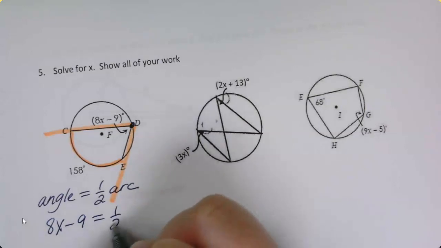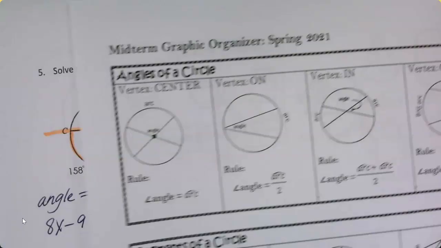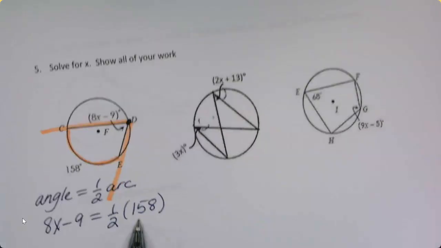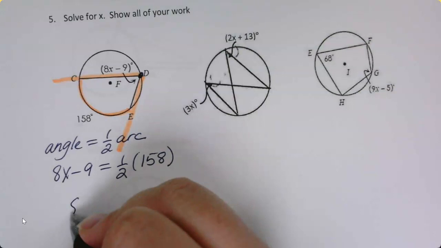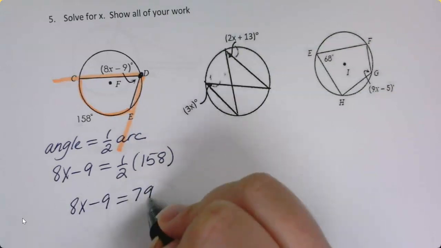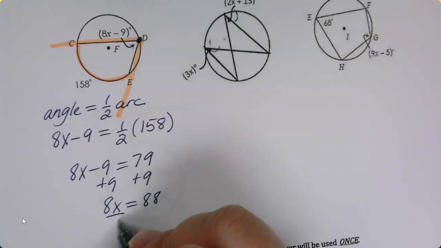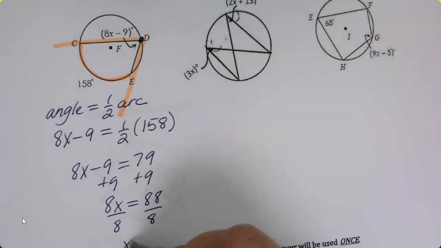equals 1/2 times 158. And again, if you're using this other formula, that would just be arc divided by 2. That's the same thing. 158 divided by 2 is the same thing as 1/2 times 158. All right, so 158 divided by 2, let's see, what is that? 79. So 8x minus 9 equals 79. Add 9 to both sides, and I get 8x equals 88. Sorry, I need to move it up a little bit. I'm running out of space. And I end up with x equals 11.